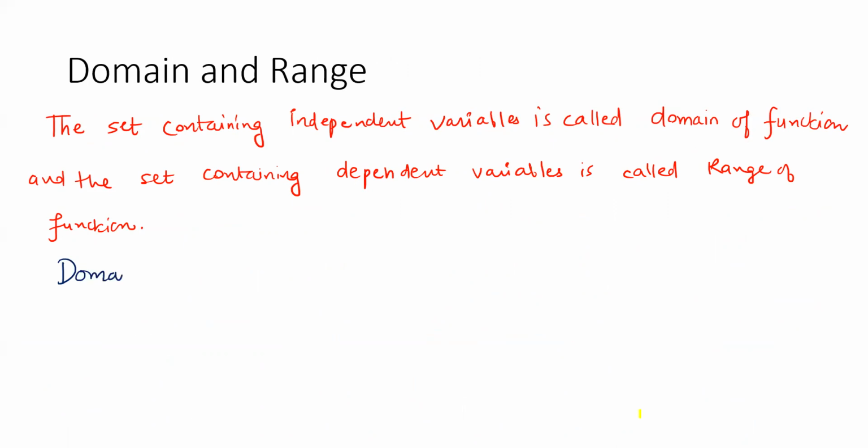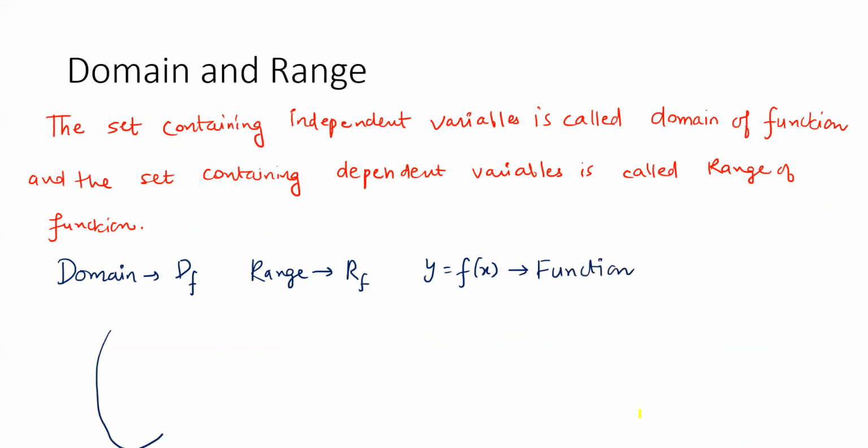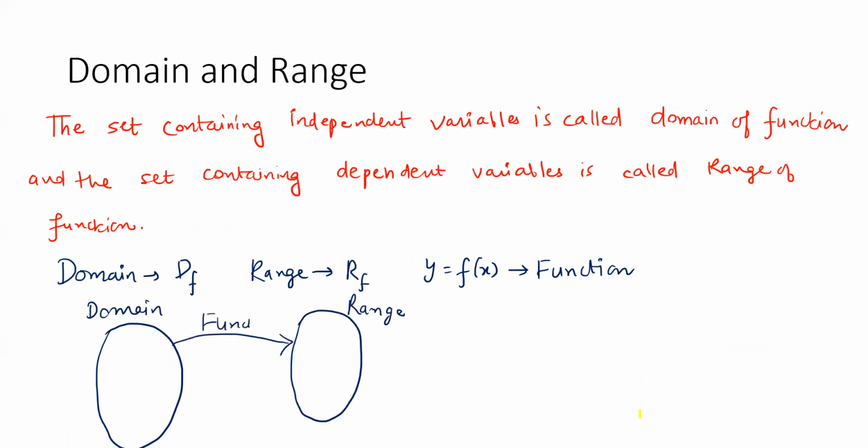And how do we denote this? So domain is denoted by Df, range by Rf, for the function y is equal to f(x). So you symbolically draw it like this. You have a domain, you have a range, and from domain to range you have a function. x1, x2, x3 have their images y1, y2.